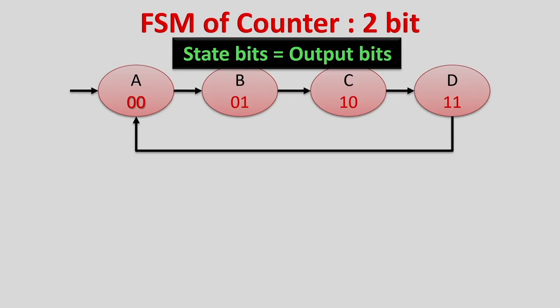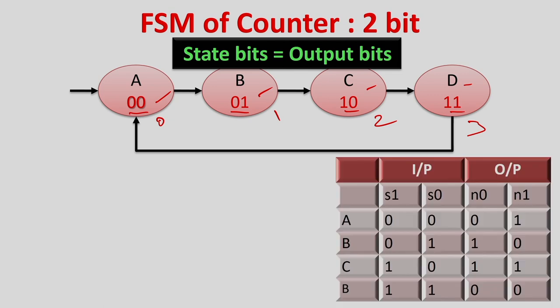This we have already seen in the earlier classes. So, the FSM of a 2 bit counter: this is state A, B, C, and it is simply 0, 1, 2, 3, and it repeats. The state encoding is 0, 0, 0, 1, 1, 0 and 1, 1. This is a very simplistic counter. This is the present state and this is the next state. 0 goes to 1, then 1 goes to 2, 2 goes to 3, 3 goes to 0. So, this 0, 1, 2, 3 repeats.